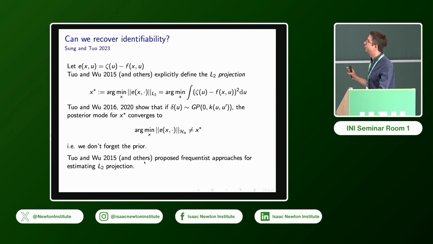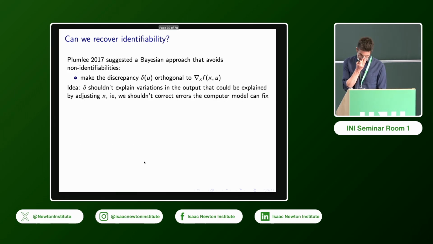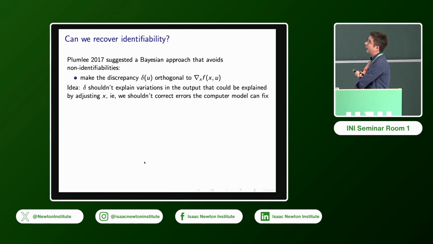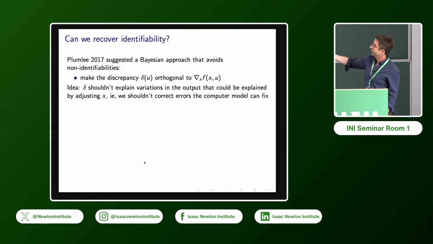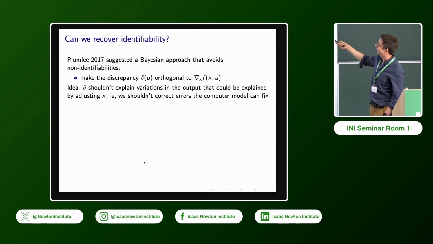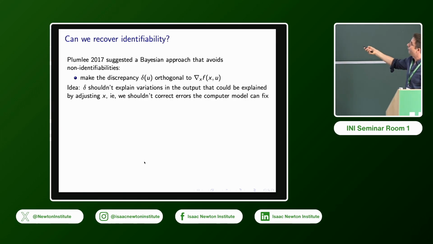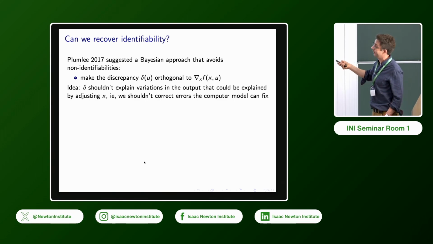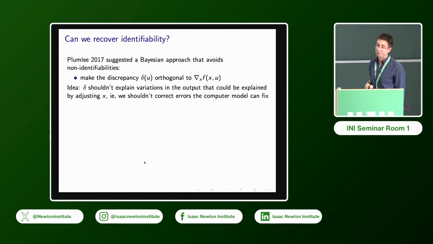Okay, and various people have proposed approaches to try and fix this in various ways. Most of them are frequentist style approaches. The one Bayesian approach I wanted to pick out was a paper by Matt Plumley in 2017. They had this kind of ingenious idea. It's not very practical, but the idea in the paper was that our discrepancy model should be orthogonal to the gradient of f as x changes. The idea is that delta shouldn't correct things the model is capable of correcting. If f can fix it by changing x, then delta shouldn't be doing the job. So if we have this kind of discrepancy model, then in some cases we recover identifiability of x star, defined in a particular manner.